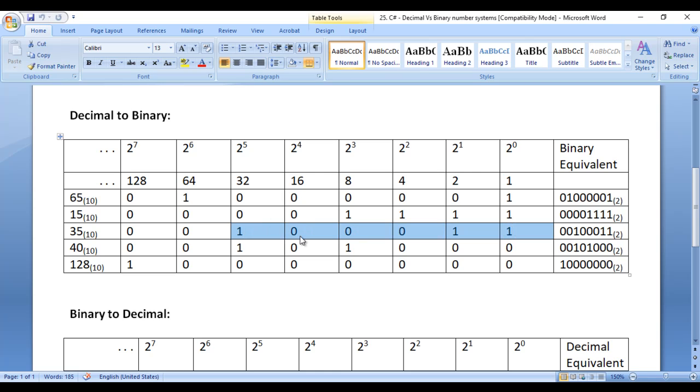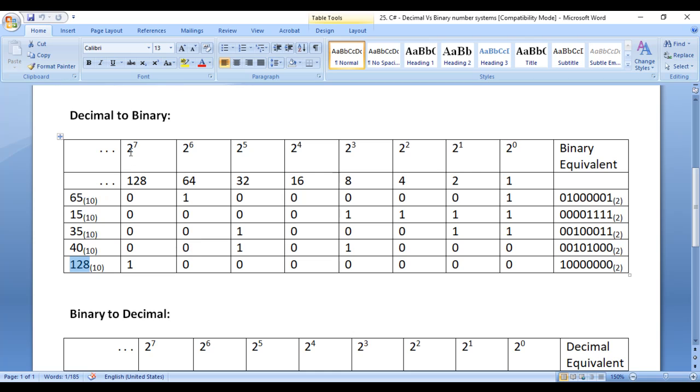That indicates 35. 40. 32 plus 8 is 40. So, underneath 32 we write 1. Underneath 8 we write 1. Remaining places we put zeros. So, 1, 0, 1, 0, 0, 0 indicates 40.